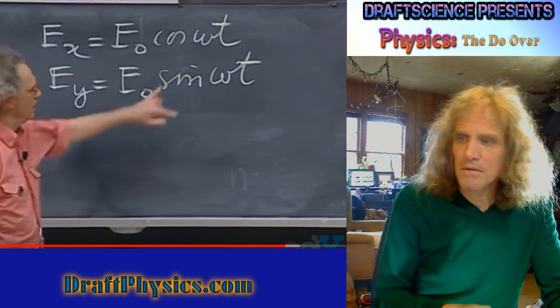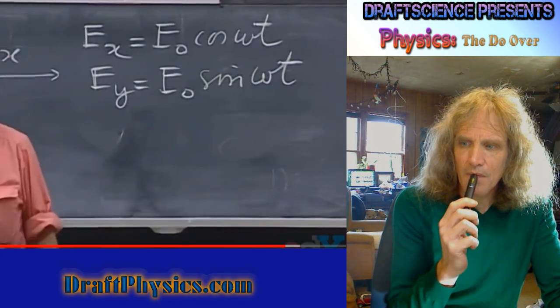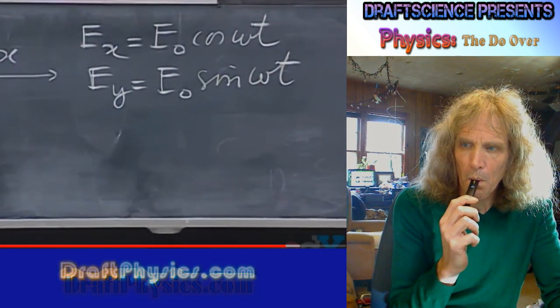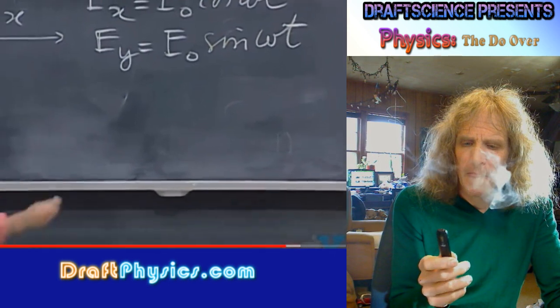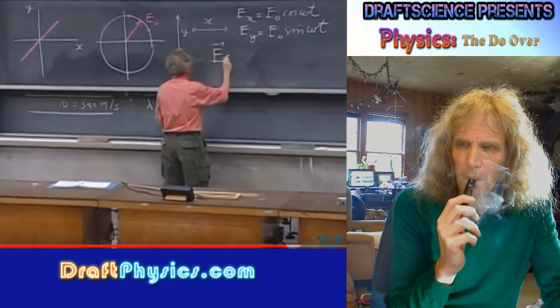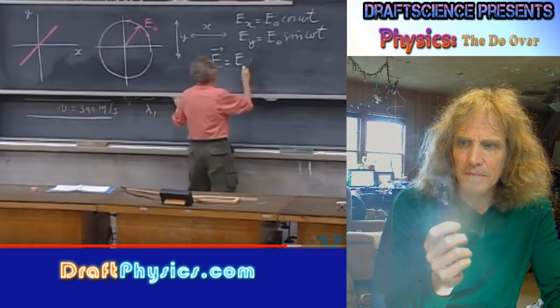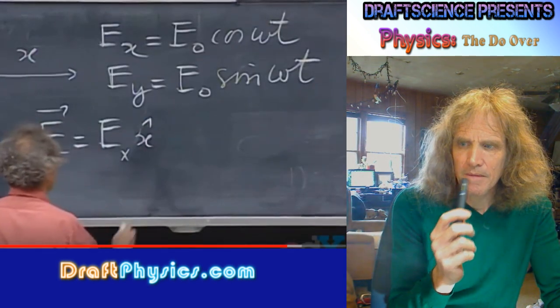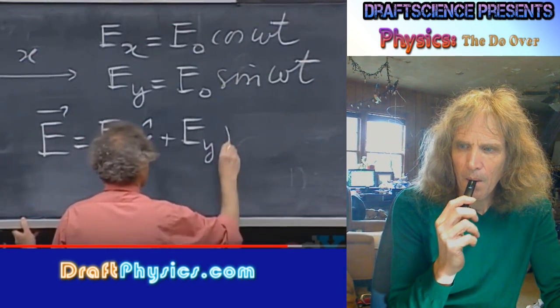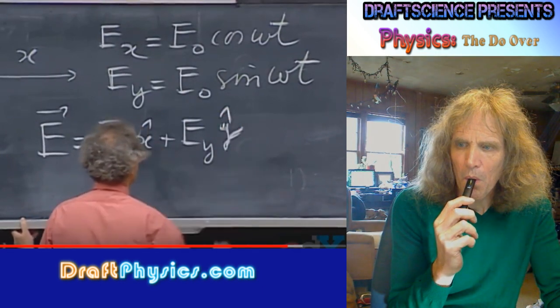I don't think so. Omegas must be the same. You get circularly polarized radiation. And so the net electric field vector, the one that you will experience sitting here on the z-axis, will be Ex in the x direction plus Ey in the y direction.